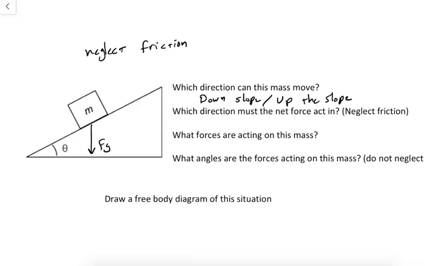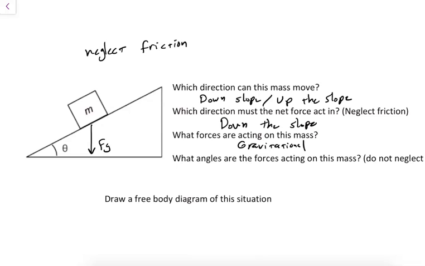So we're not looking at horizontal or vertical anymore. Which direction must the net force act in? Well, if it's either going down the slope or up the slope, and we've neglected friction, and there's a gravitational force pushing downward, you can imagine that the net force must go down the slope. And so what forces are acting on the mass? I've already said it, gravitational.